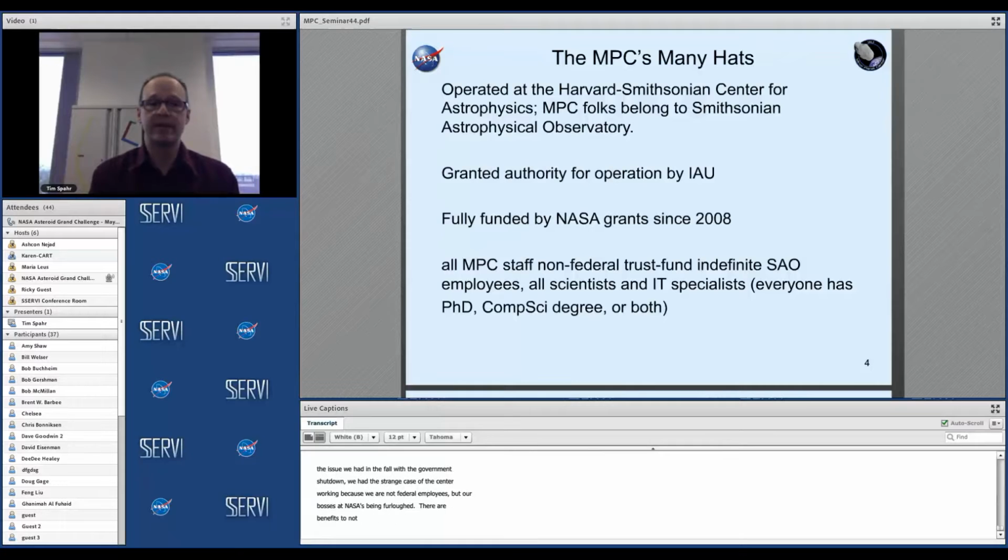We are granted authority for operation by the International Astronomical Union, and we have been fully funded by NASA grants since 2008. So the way I like to think of that is that at any one point, it is my job to answer to 3 large and important organizations, that being Harvard-Smithsonian for Astrophysics, NASA, and the International Astronomical Union. It can present a challenge trying to make sure that all 3 groups are happy with the work that we're doing all the time. But I have to say I like it. I like being in that position.